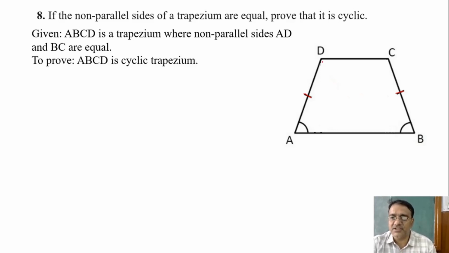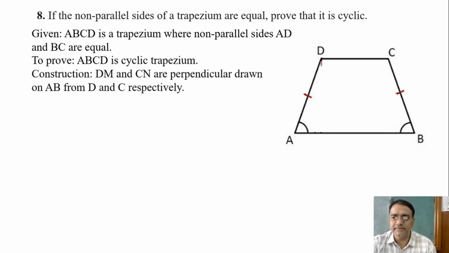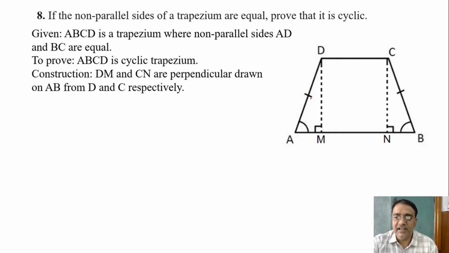Now we will do some construction. We will draw perpendicular lines from D and C. First we will draw DM perpendicular to AB, and CN perpendicular to AB. Okay, so the figure is clear. Yes, sir. Now we are going to prove these two triangles congruent. See how we prove. First of all, AD is equal to BC. Why? Given. And these two angles are equal, each 90 degrees. Okay, fine. And DM is equal to CN.